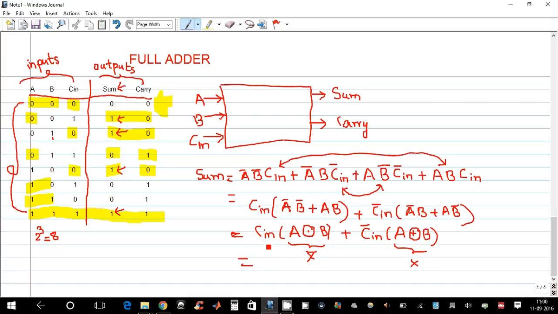So the sum is resulting in something like c input into x bar plus c in bar into x, which is nothing but again the XOR operation of c input with the x. So this can be written as c input XORed with x. So x is nothing but c input XORed with a XORed with b. So this is our sum expression.